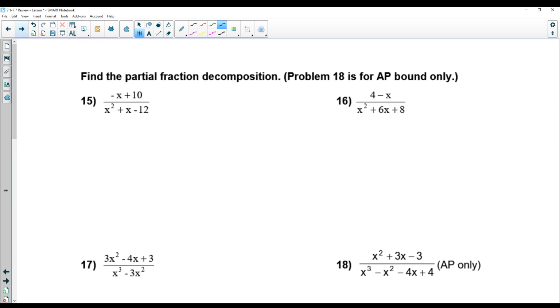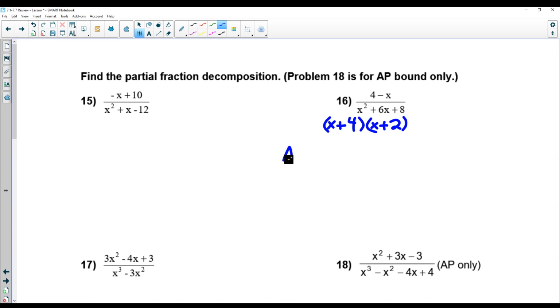So taking a look at number 16, we need to go ahead and start by factoring the denominator. So I'm going to go ahead and make my two sets of parentheses. It's got to start x and x. Factors of 8 that add up to 6 are 4 and 2. And everything is positive, so this one's nice and easy to factor. And then from here, I'm going to go ahead and set up my partial fractions.